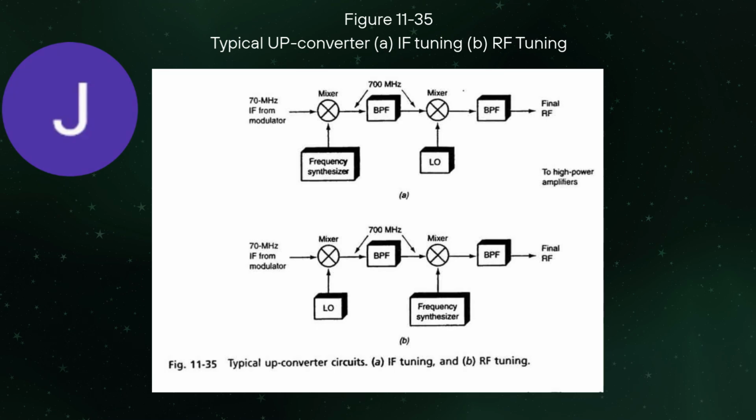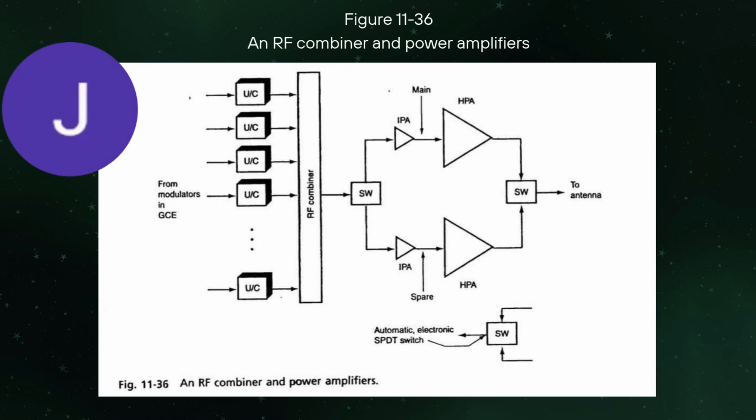In the typical up converter, the IF tuning and RF tuning again, from the IF from the modulator, frequency synthesizer, BPF, LO, BPF to the final RF. While here in figure 1136 is an RF combiner and power amplifiers. From the modulators and GCE to the UC, then it will go to the RF combiner, SW, IPA to the main HPA, then SW, and then to the antenna.